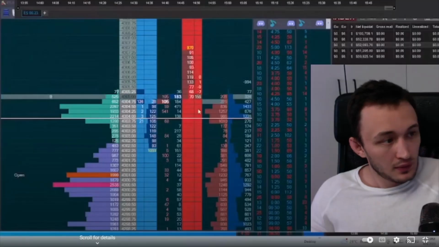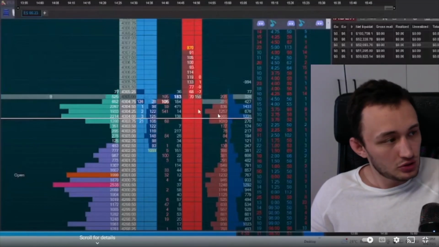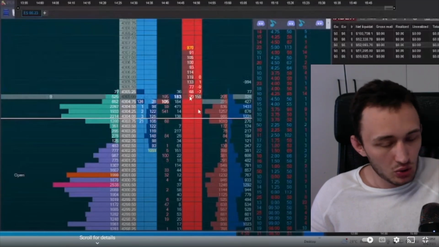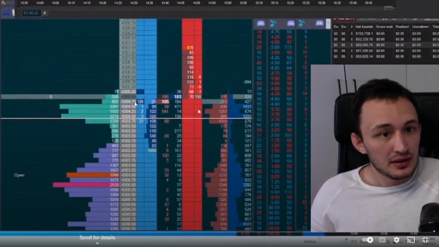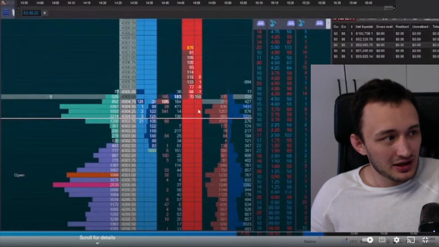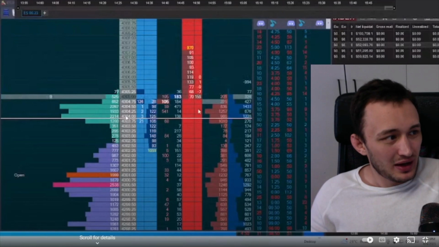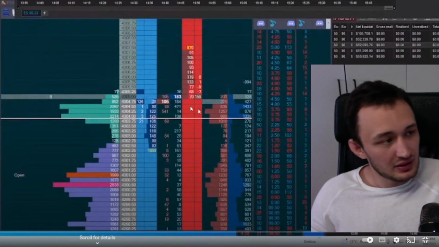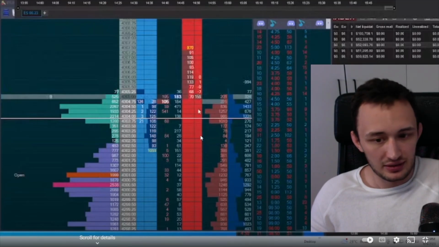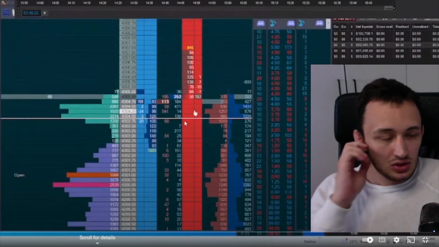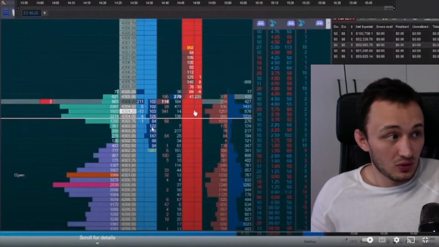So for this setup, I made the DOM and the footprint bigger so you can see this better, because it's pretty much only based on the footprint and the DOM itself, okay? The only thing you need to know for the setup is the price should be a little bit overextended, okay? So I'm not taking this right into a range or something like this. I want the price to already be a little bit overextended in order for me to enter this setup.